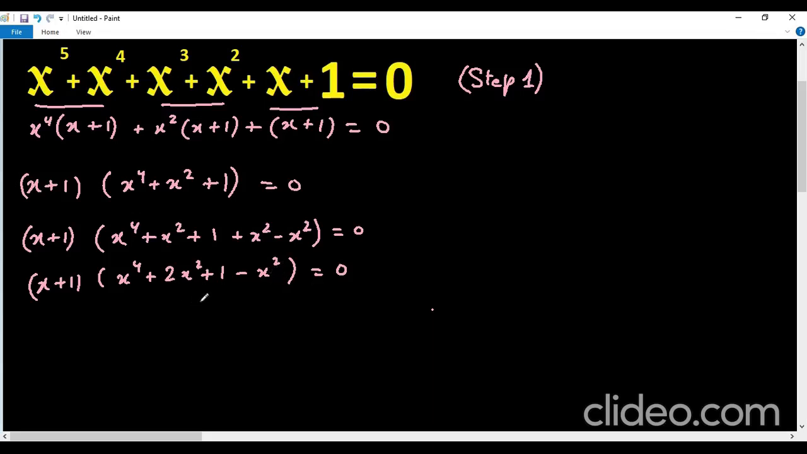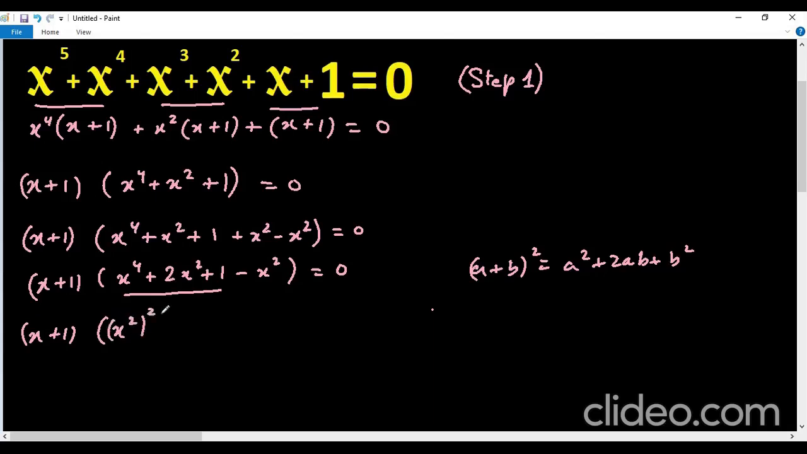Now why have I done this? Because this I know very well, this is going to play an important role. And remember, a plus b whole square equals a square plus 2ab plus b square. Now again, I am going to play a trick with this question. Here I can see that x power 4 I can write in the form of x square squared, and this is a square plus 2ab plus b square, and this negative x square I will write as it is.